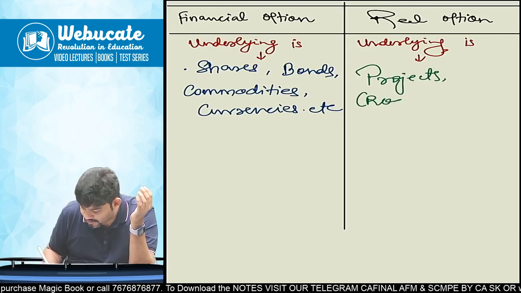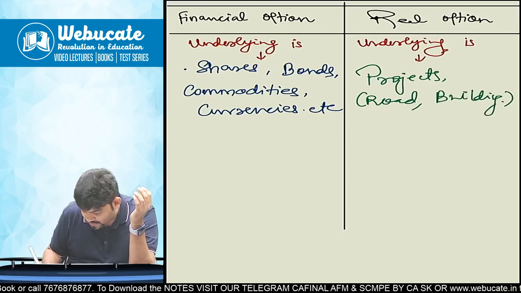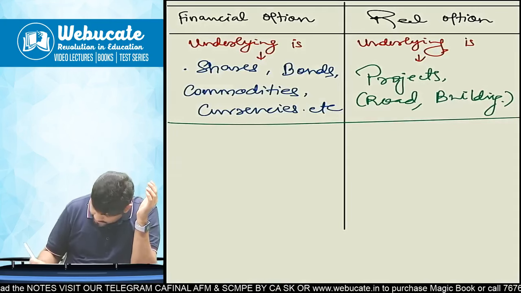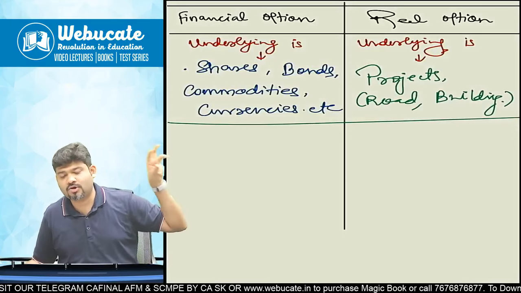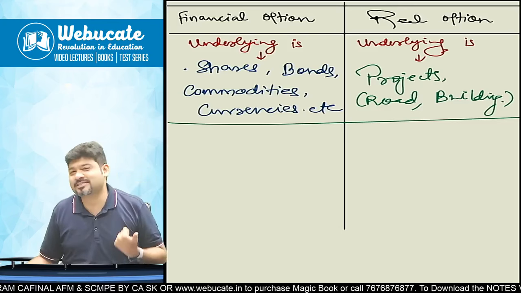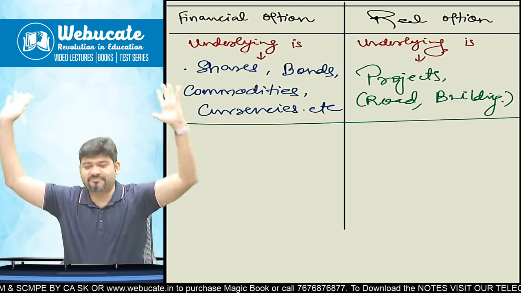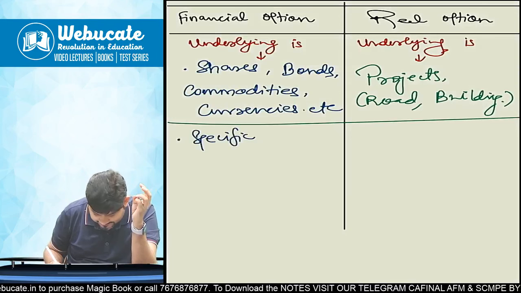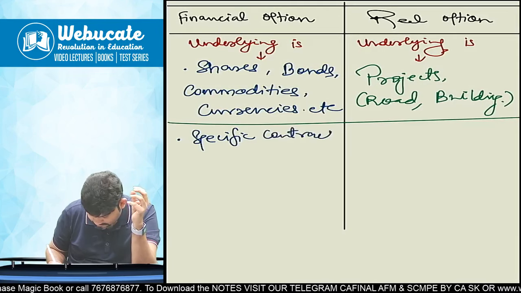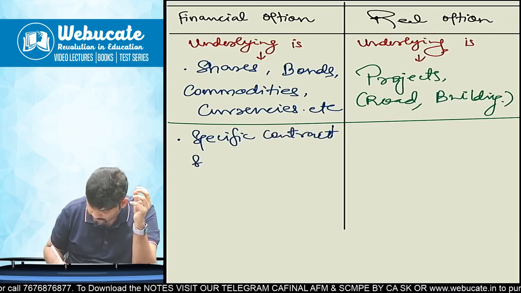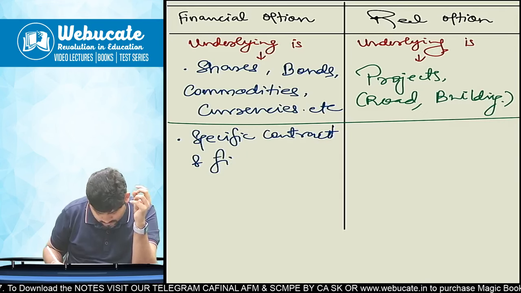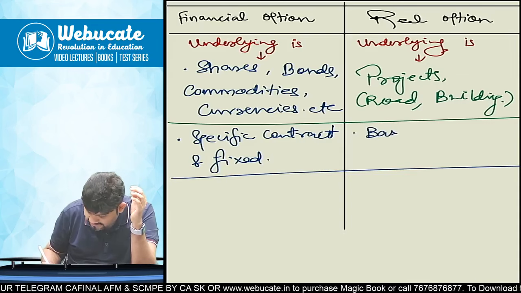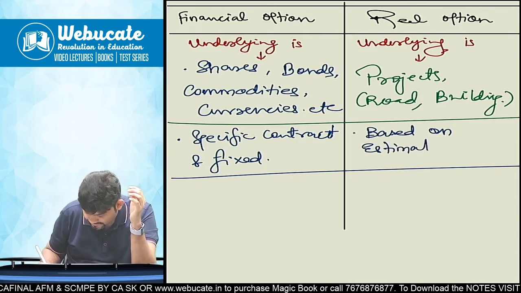So they are also now a part of options. Second, here everything is done on the stock market. The contract is fixed. In case of real options, it is practically not possible to keep a fixed contract because projects are of more than 1 to 2 years. Here the specific contract is fixed within 1 year. In case of real option, it is based on estimated cash flows.